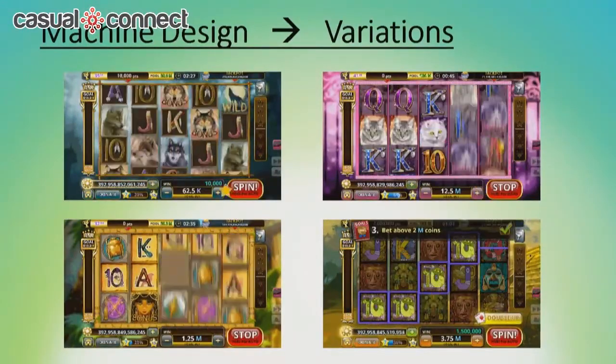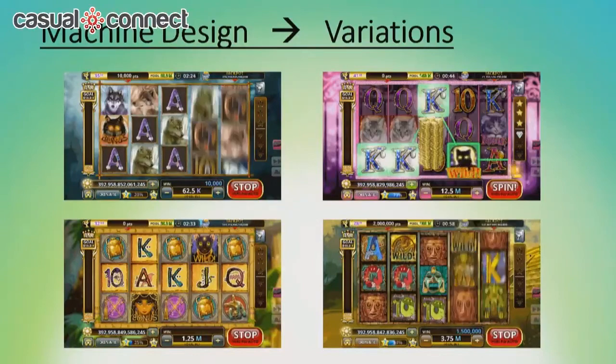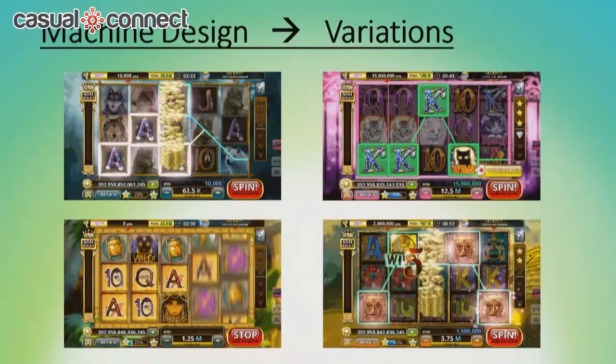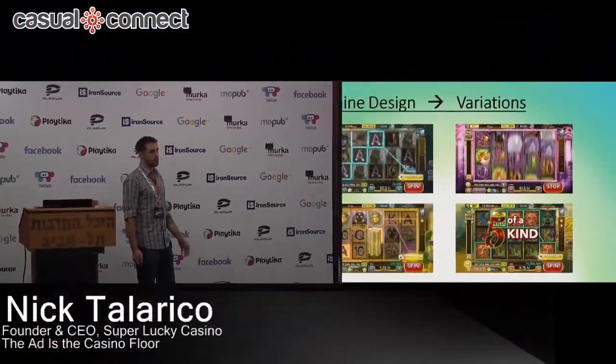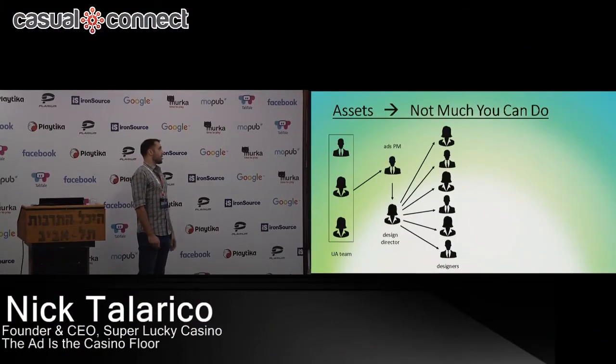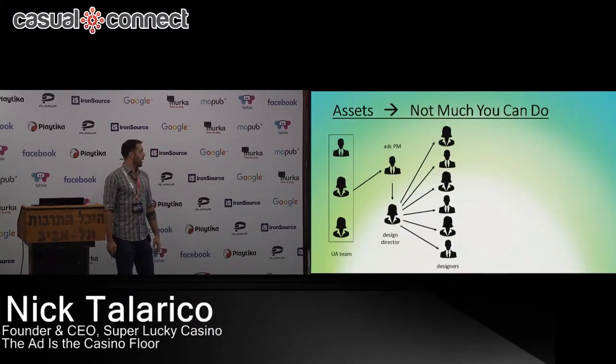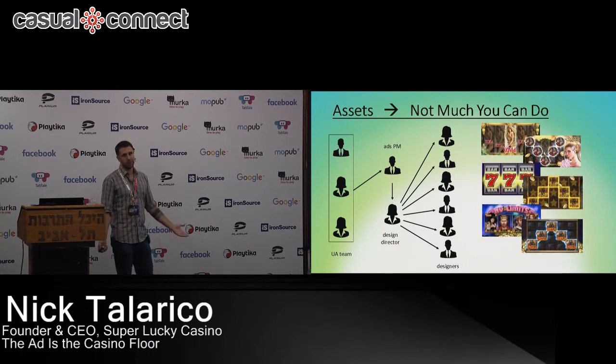There's really no nifty way of solving this. You have to be creative, and you have to make all sorts of new machines. The users expect it. Same thing on the art assets. There's really not a lot you can do. You need to scale out your design team. They need to work closely with your UA team, and they need to create a lot of ad assets.